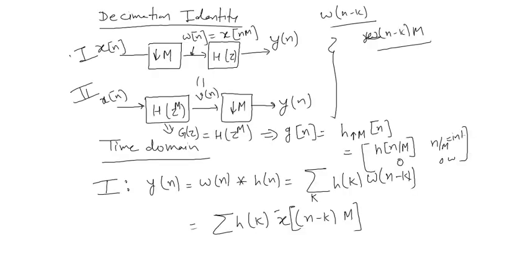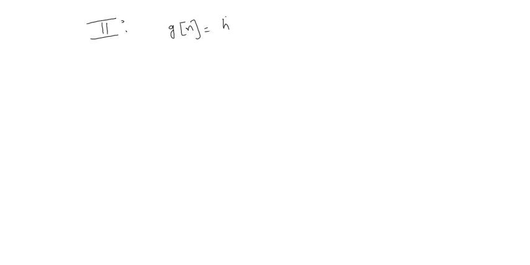So what will be the z of n in this case? So z of n will be h of, what was that? Just go back. So g of n was h of n by m, right? So let me write it here. So g of n is h of n upon m.